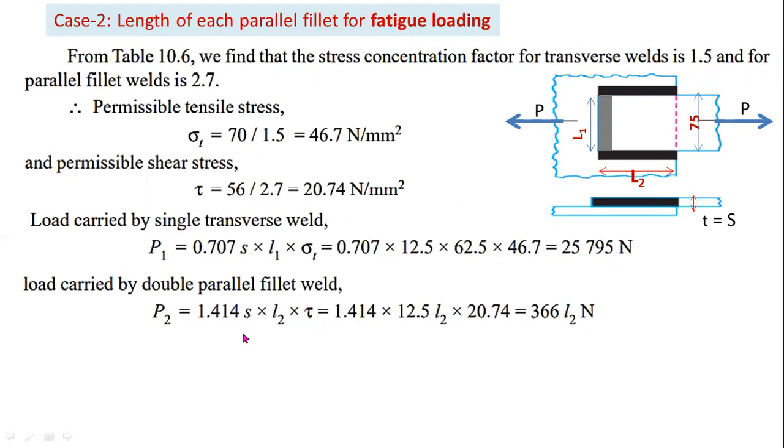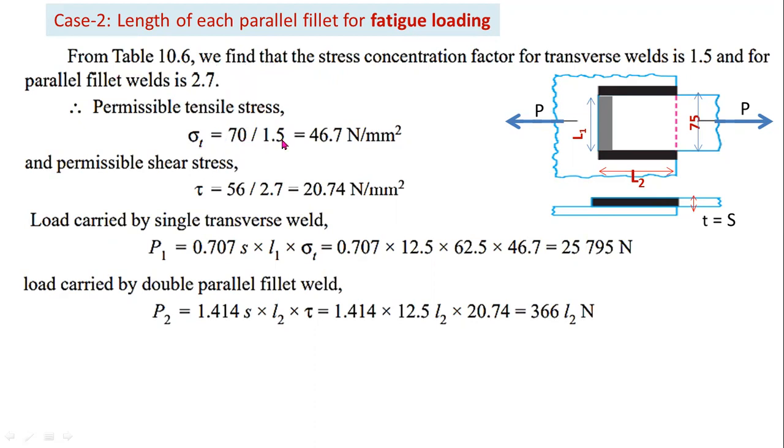For transverse, for fatigue loading, you have to consider stress concentration factor for parallel fillet weld. From table 10.6, I already explained about stress concentration table. Okay, from that table, you have to consider 2.7 for a double parallel fillet weld. Okay, so from that value, you have to determine the value of permissible tensile stress.